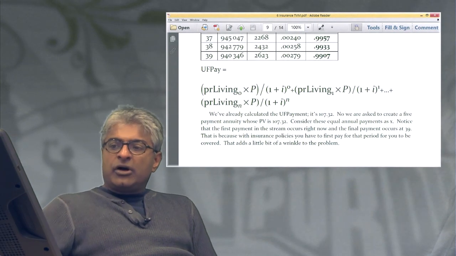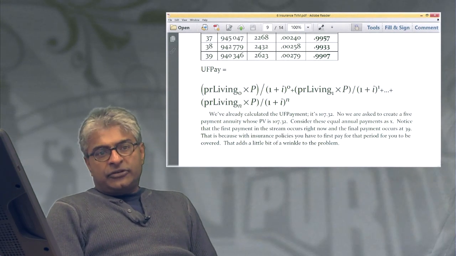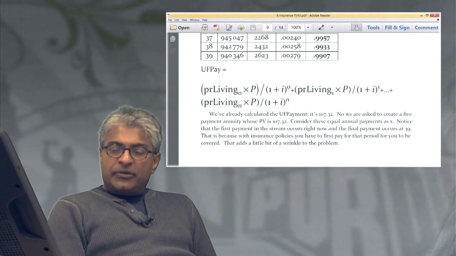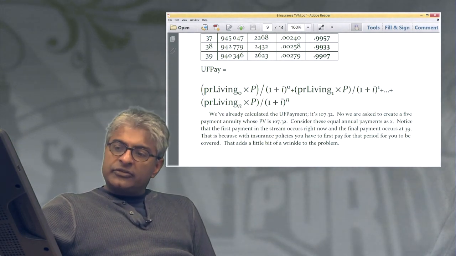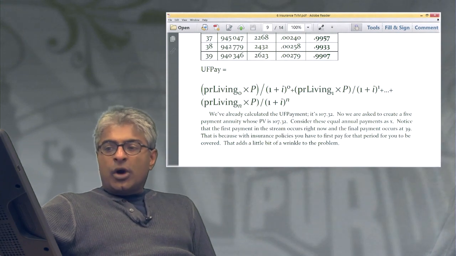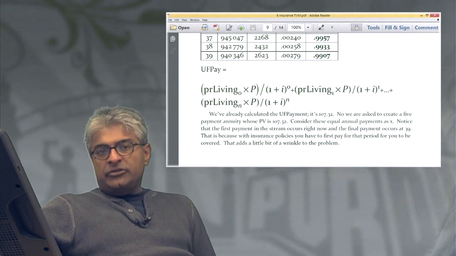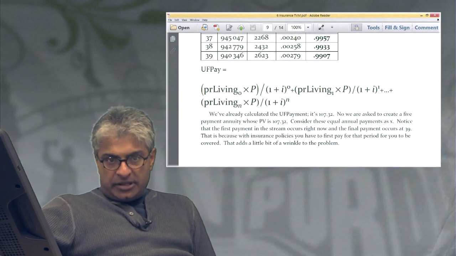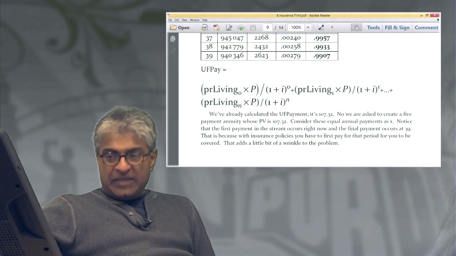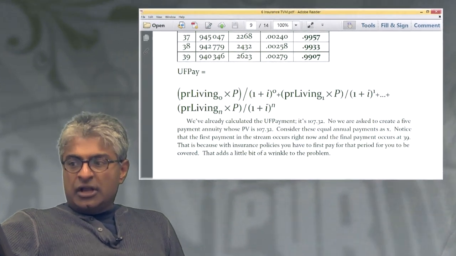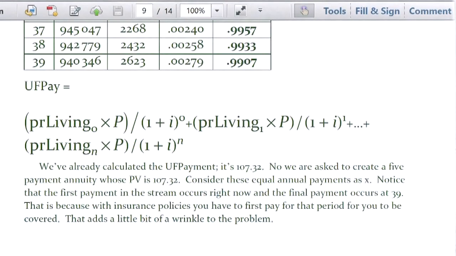So with that said, let us look at the example that we took from before, which is that the calculation, if you recall, the face value for $10,000, the lump sum premium was $107.32, right? The question is, what if you were to break this up into equivalent annual payments? How much would those annual payments be, right? That's the question.